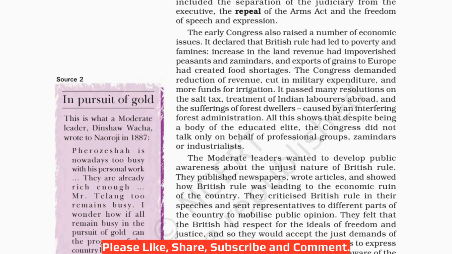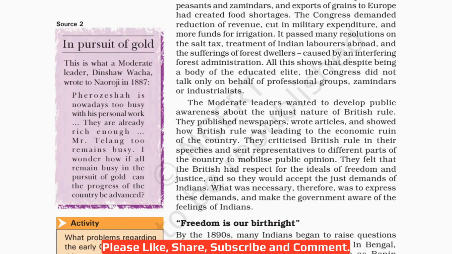The moderate leaders. Now, who are the moderate people? First, let me tell you. The moderates believed in peaceful and legal methods. Same were their attitudes towards the movements. The moderate leaders wanted to develop public awareness about the unjust nature of British rule. So they were making the public aware of all the things that we Indians were facing, and what changes we require. For that they published newspapers, wrote articles, and showed how British rule was leading to the economic ruin of the country. They criticized British rule in their speeches and sent representatives to different parts of the country to mobilize public opinion.